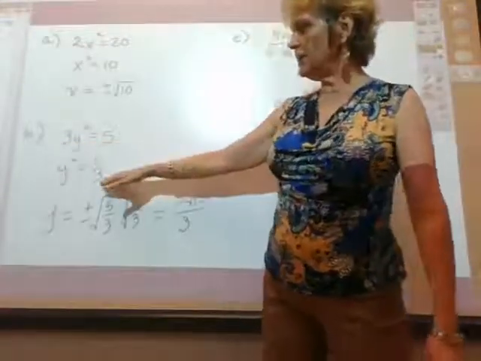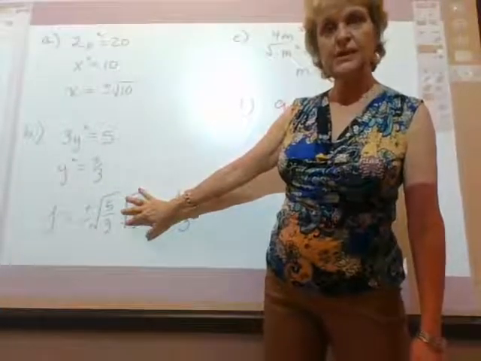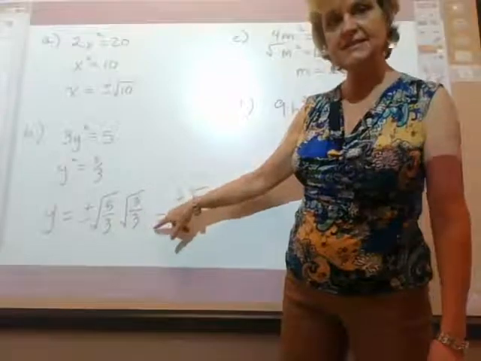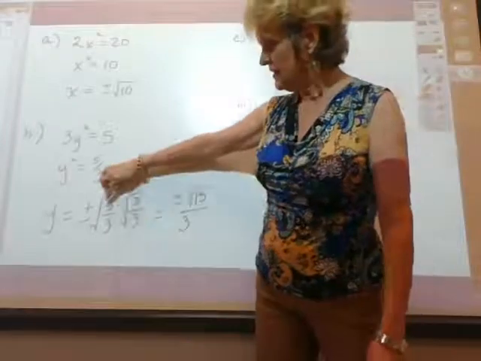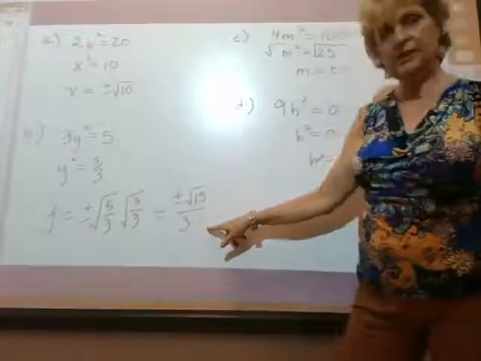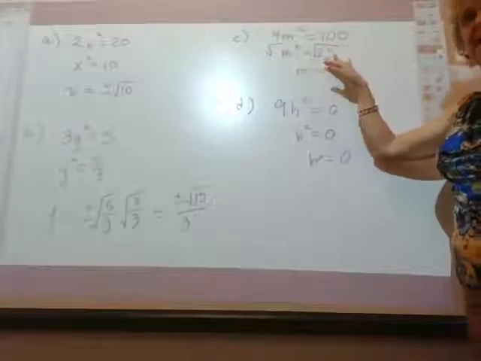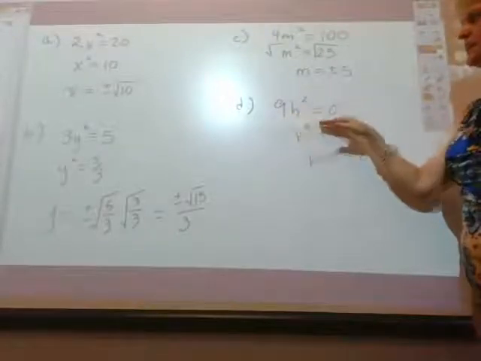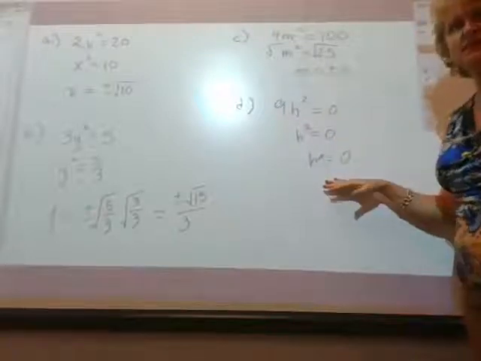Here, I divide by 3, take the square root of both sides, so I got plus or minus radical 5 over 3, but I can't leave a radical in the denominator, so I had to rationalize it by multiplying by 1 in the form of radical 3 over radical 3. That gave me plus or minus radical 15 over 3. Over here, I divided by 4. I got m squared is 25, and so m is plus or minus 5. Don't you love it when they're perfect squares? And here I divided by 9. 0 over 9 is still 0. So if h squared is 0, h has to be 0.